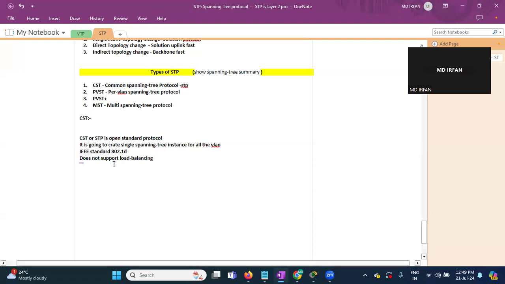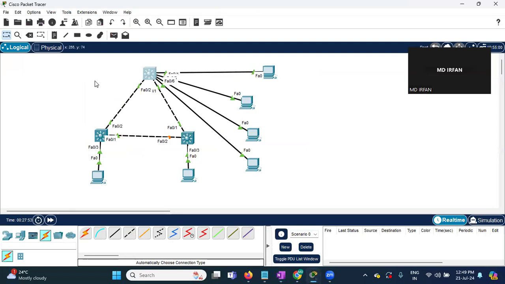Actually, I will explain what load balancing means once we do the load balancing scenario, the practical. I will keep two root switches. For one particular group of VLANs, one switch will be the root, and for another group of VLANs, the other switch will be the root. I will do the lab and show you how traffic flows when communicating in VLAN 1 to 5, it goes this way, and for VLAN 6 to 10, it goes this way. So generally we use it for load balancing.